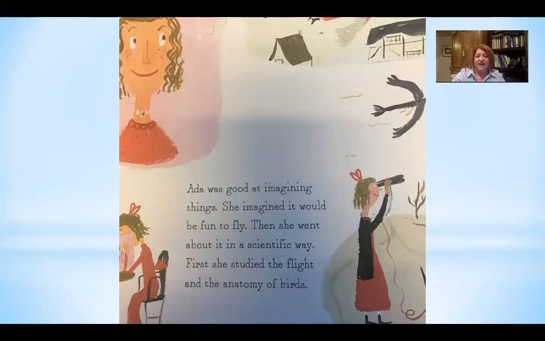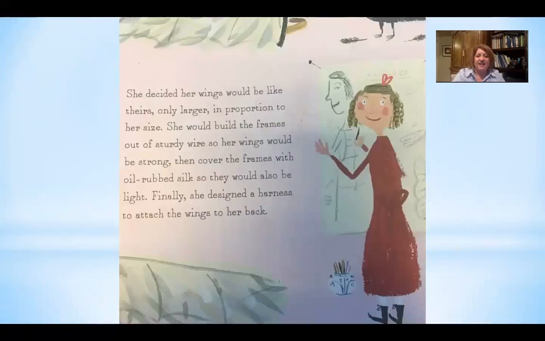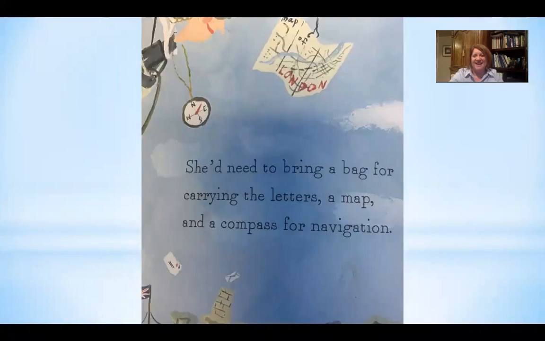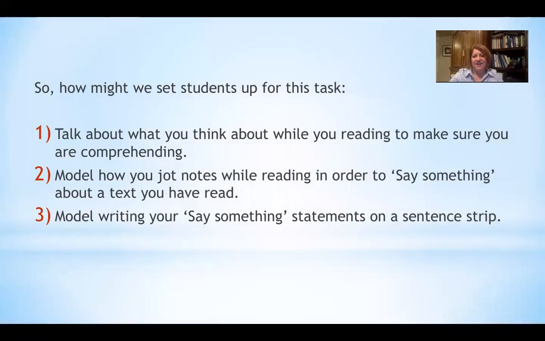First, she studied the flight and the anatomy of birds. She decided her wings would be like theirs, only larger in proportion to her size. She would build the frames out of sturdy wire so her wings would be strong, and then cover the frames with oil-rubbed silk so they would also be light. Finally, she designed a harness to attach the wings to her back. She thought it would be fun to fly from house to house delivering the mail. She'd need to bring a bag for carrying the letters, a map, and a compass for navigation.